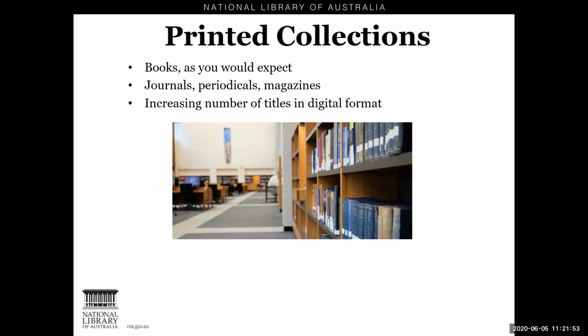These include ongoing publications such as journals, periodicals, magazines and newspapers. And these are increasingly being collected in a digital format. For what we collect today, some 30% of single title books and 70% of regularly published periodicals are in a digital format.